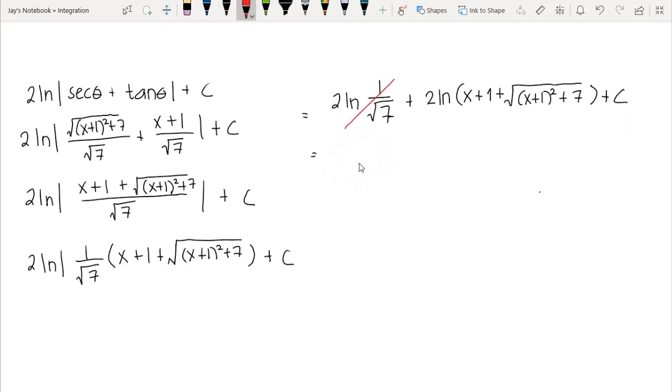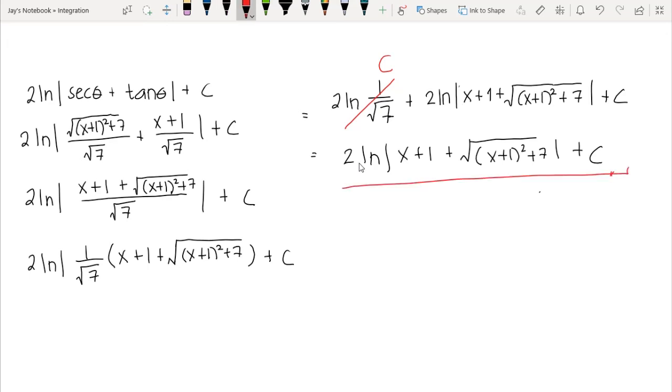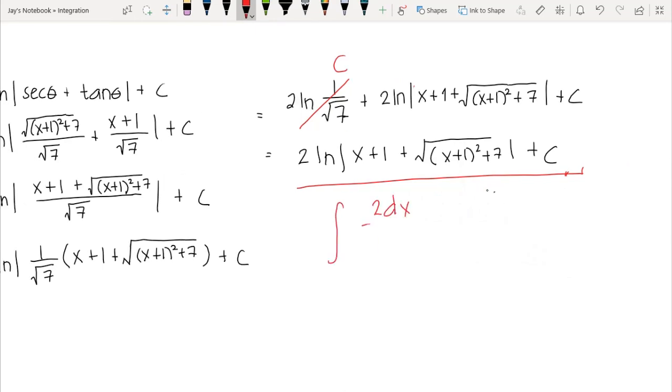Okay, let's eliminate this. Let's set that as constant. We have 2 the natural logarithm of the absolute value of x plus 1 plus the square root of x plus 1 squared plus 7, plus c. And we have now the same answer with the integration using the logarithmic form, or the integration rule of logarithmic form. So we can say that this one is the integration of 2 dx over the square root of x squared plus 2x plus 8.